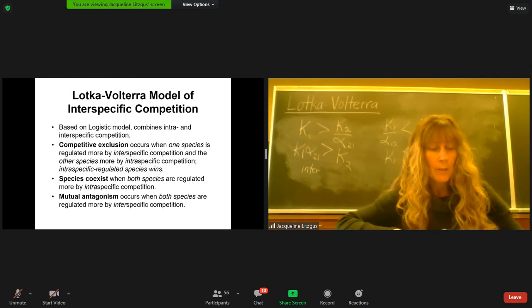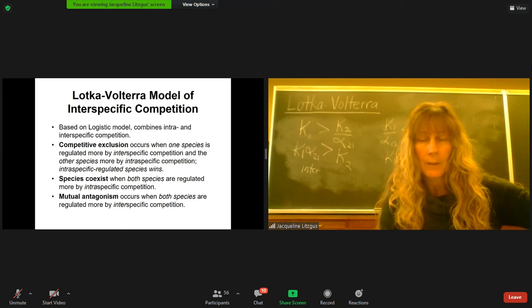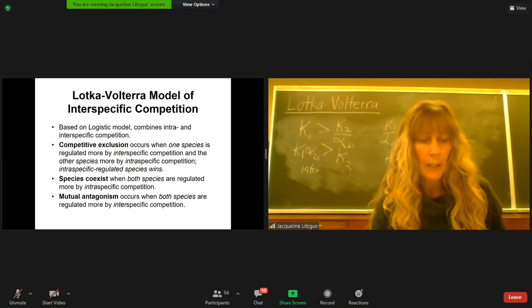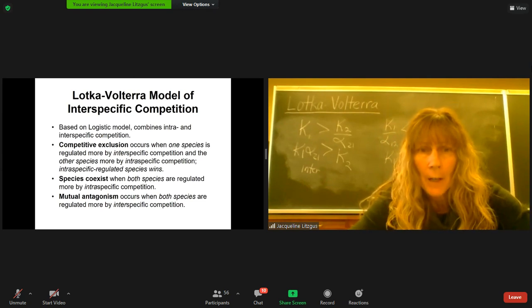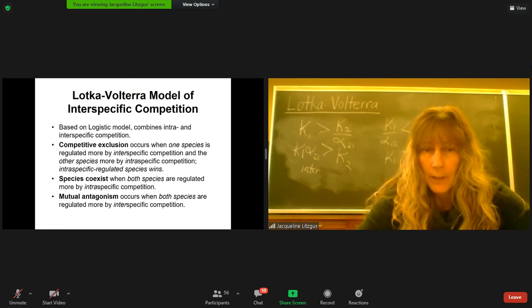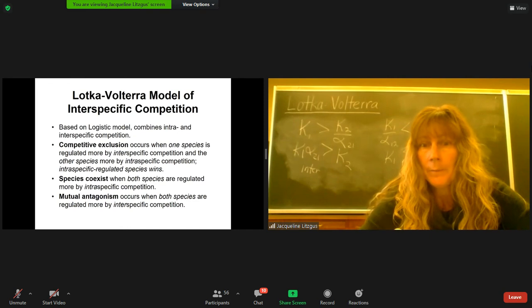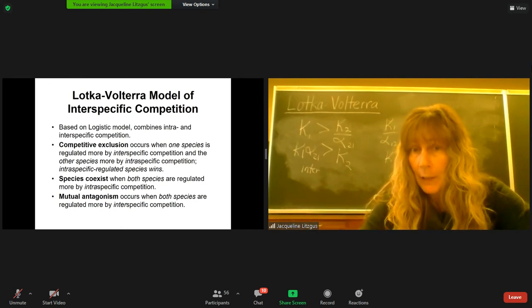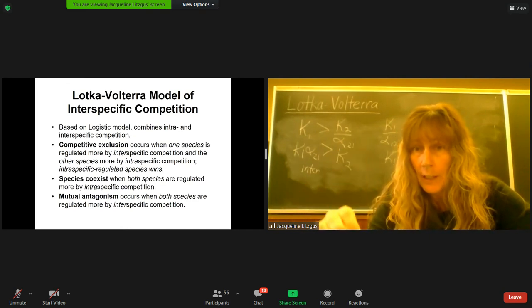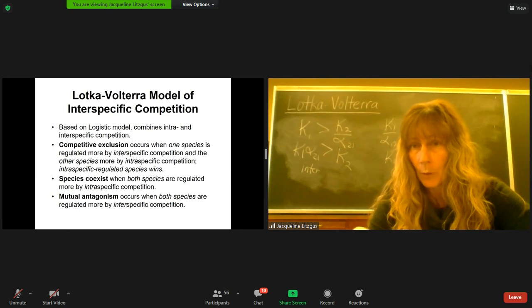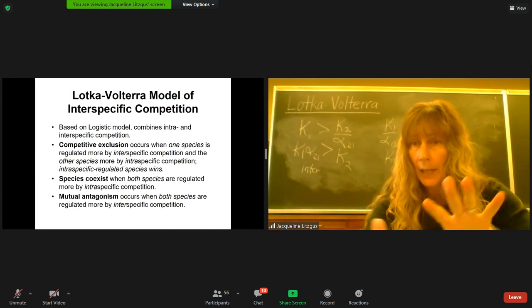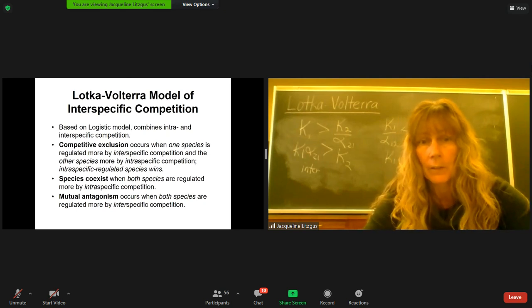Okay, so just to sum that up, and I think there's been some chats going, so I'll summarize with this and then I'll see if we have some questions to talk about. This Lotka-Volterra model is based on the logistic model, and what's happening here is we're taking both intraspecific and interspecific competition into account. We have two species that are interacting, and we look at the relative strengths of inter versus intraspecific competition and see what the outcome of population growth is.